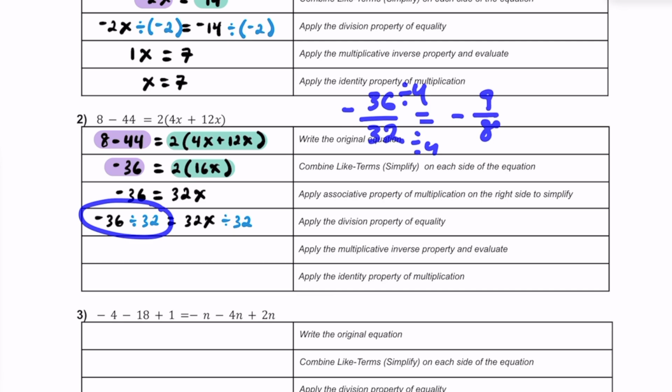And so you can leave it as a fraction or a mixed number. So that's going to be negative 1 and 1/8. So I'm going to write it as a mixed number, negative 1 and 1/8.